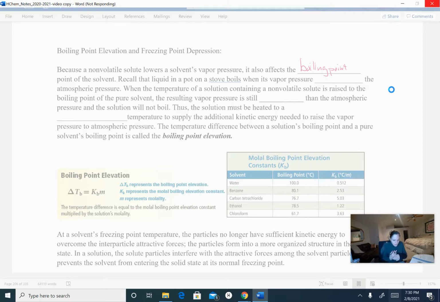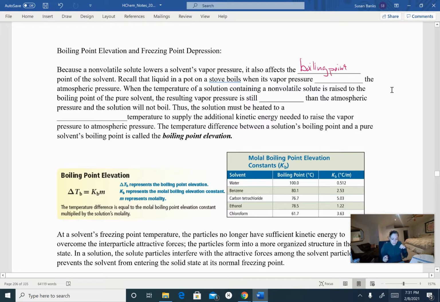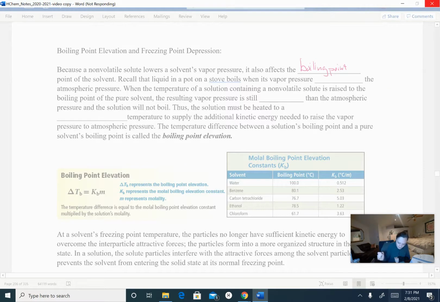Okay, so when the temperature of a solution containing a non-volatile solute is raised to the boiling point of the pure solvent, the resulting vapor pressure will still be lower than the atmospheric pressure. So let's see. We want to put equal in that first line, if it will let me write.